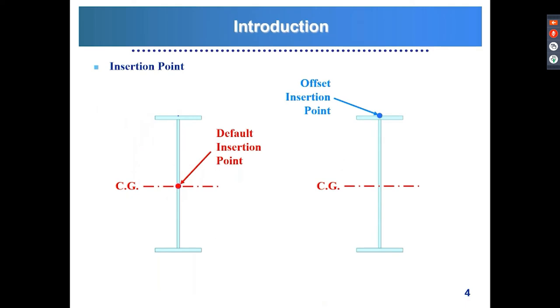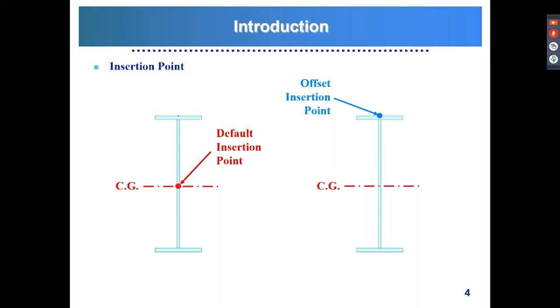I want to start by presenting the concept of insertion point, because it's something that's going to become more and more relevant as we go through the presentation. When you have a beam element in an FEA model, obviously that element is connecting two nodes, right? Those nodes represent a point within the cross section. By default, in MIDAS, that reference point, or insertion point, is at the CG of the section.